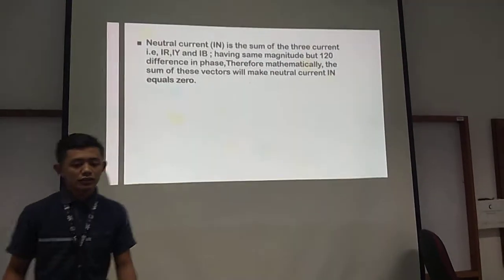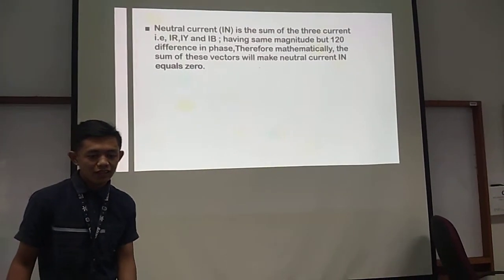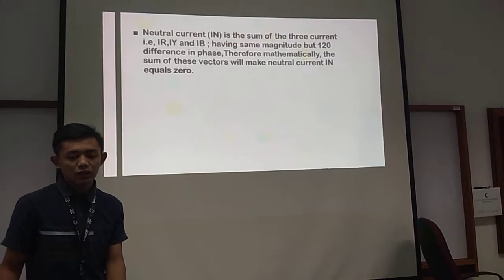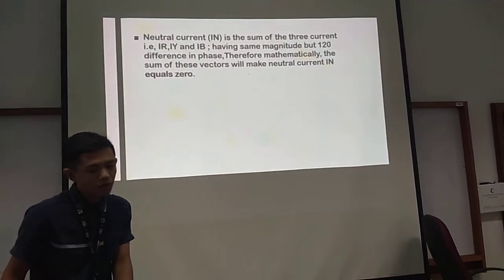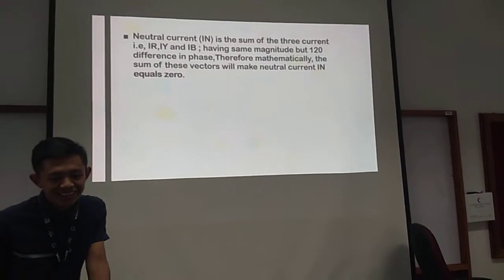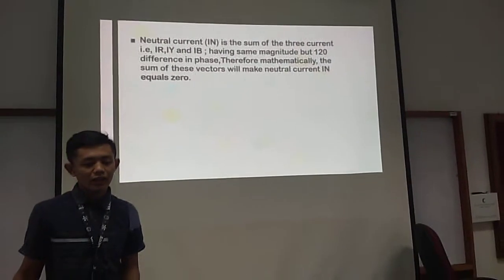Neutral current: the three currents IR, IY and IB have the same magnitude but are 120 degrees different in phase. Therefore, mathematically, the sum of these vectors makes the neutral current IN equal 0.